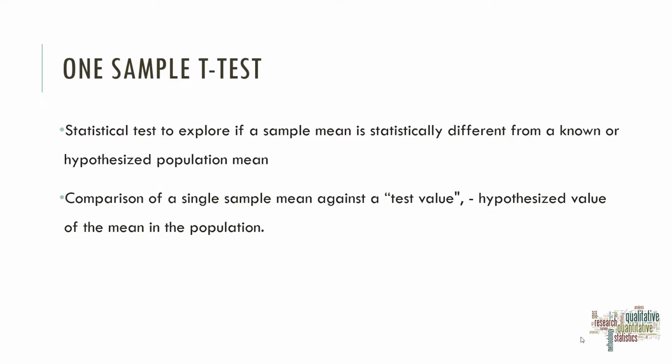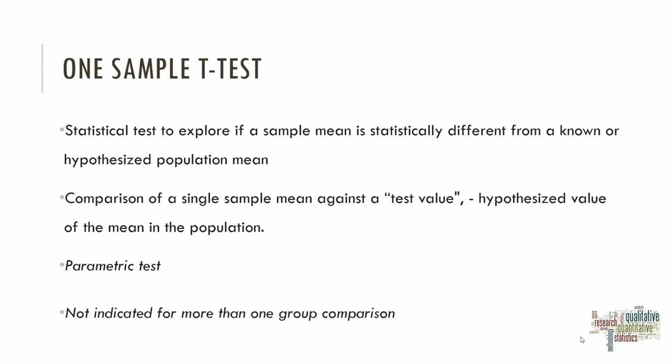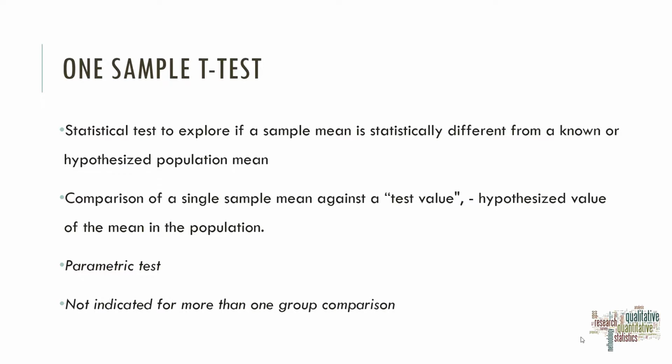This test is considered a parametric test because it has lots of assumptions. And also, one specific thing about this test is that it's not indicated for more than one group, okay? If you want to perform a comparison of a mean value to a hypothesized value, you use a one-sample test, but to utilize this, you must use only one group, okay?